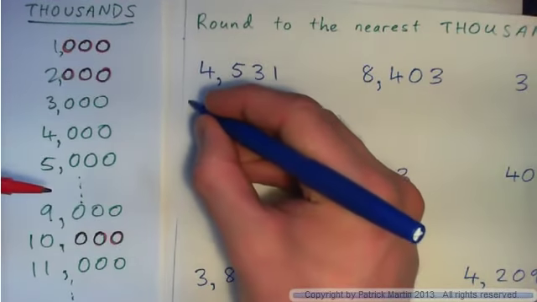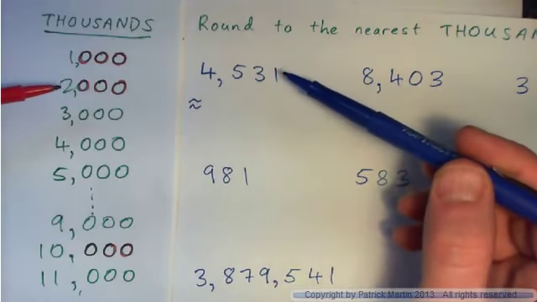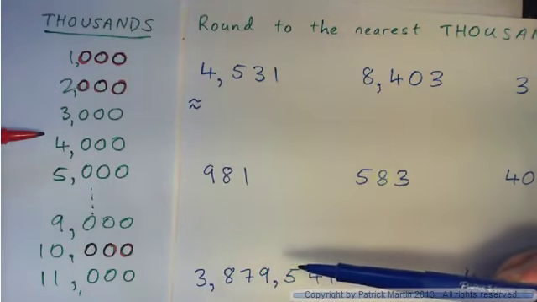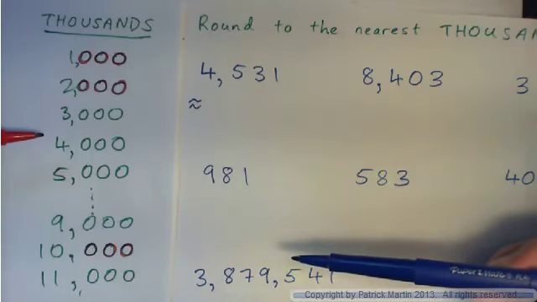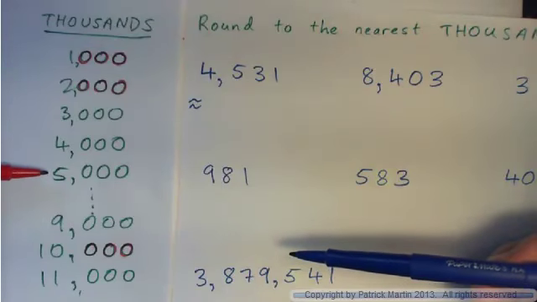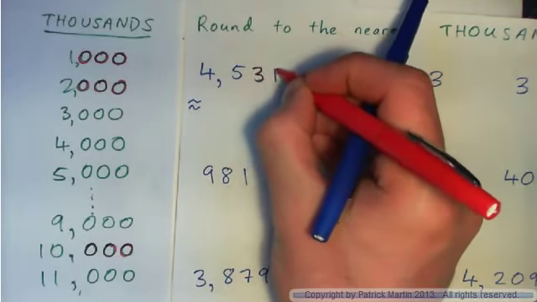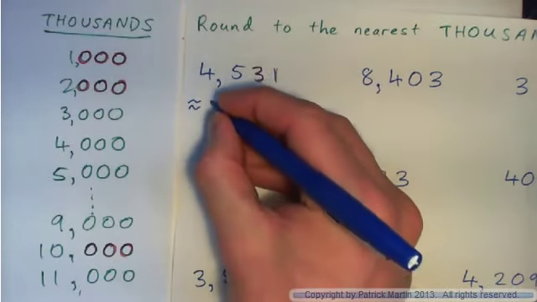This is approximately, or it's closest to which multiple of 1,000? Is it closest to 4,000? Or is it in fact closer to 5,000? Right? Because of the 31 here especially, this is obviously closer to 5,000, isn't it?